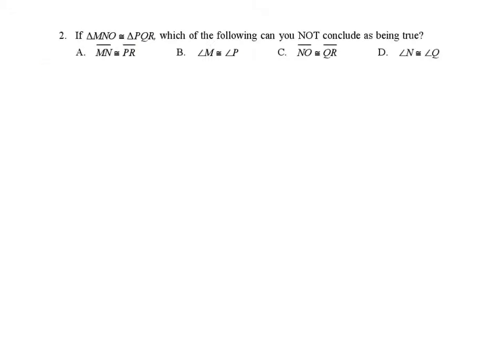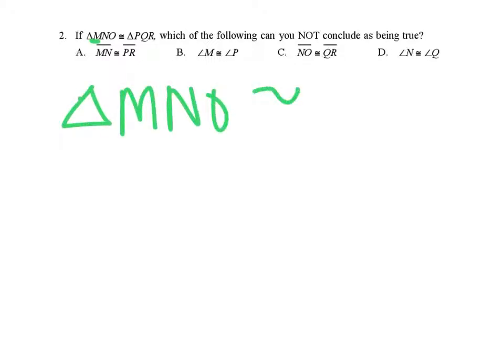Number 2 says if triangle MNO is congruent to triangle PQR, which of the following can you not conclude as being true? Remember, same thing with this one. If my letters are in the same spot, then I know that those parts are congruent. So the first one says MN is congruent to PR. Well, let's write it bigger so I can actually write it out. We have triangle MNO is congruent to triangle PQR.